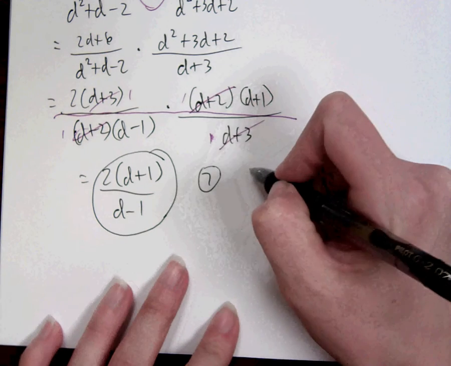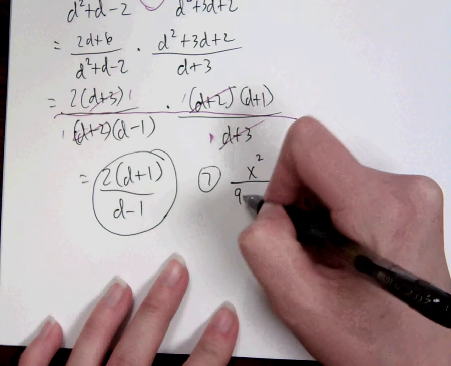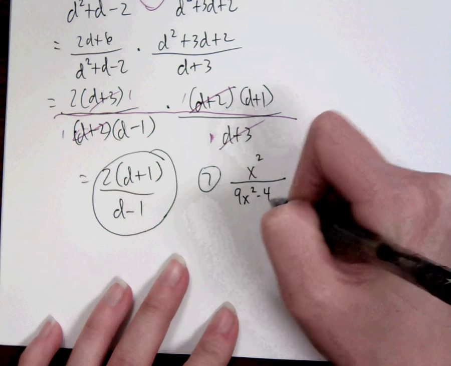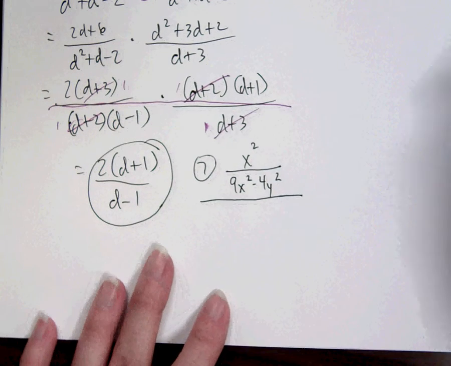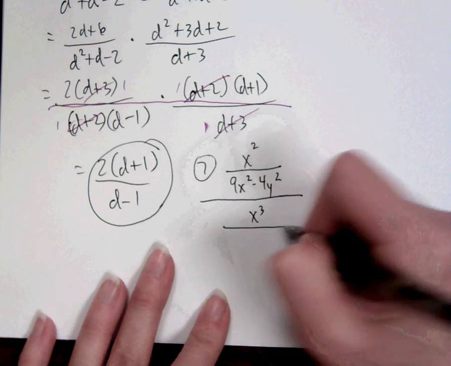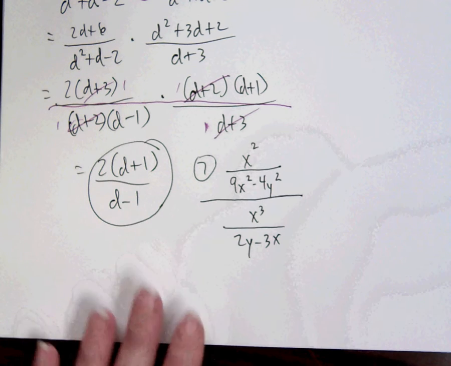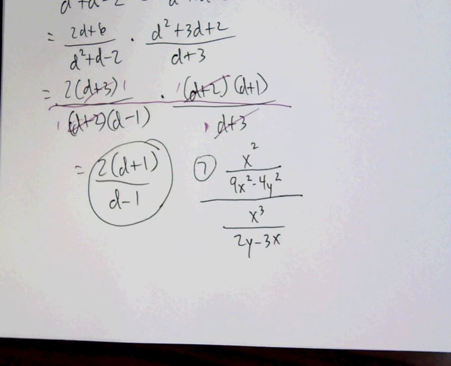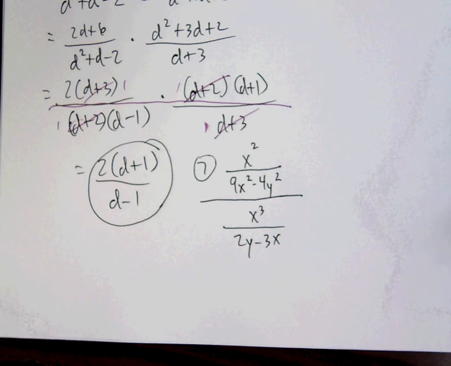So if they've got something like this, x squared over 9x squared minus 4y squared, all over x to the third over 2y minus 3x. Okay, that is what we call a complex fraction. Look at it, it is a complex fraction. It's two fractions within a fraction. But when you really think about it, isn't it just dividing?